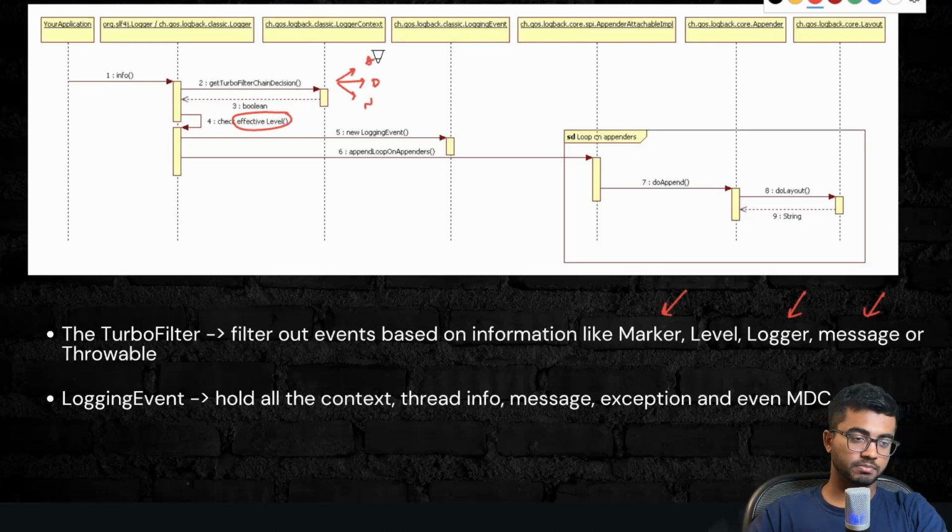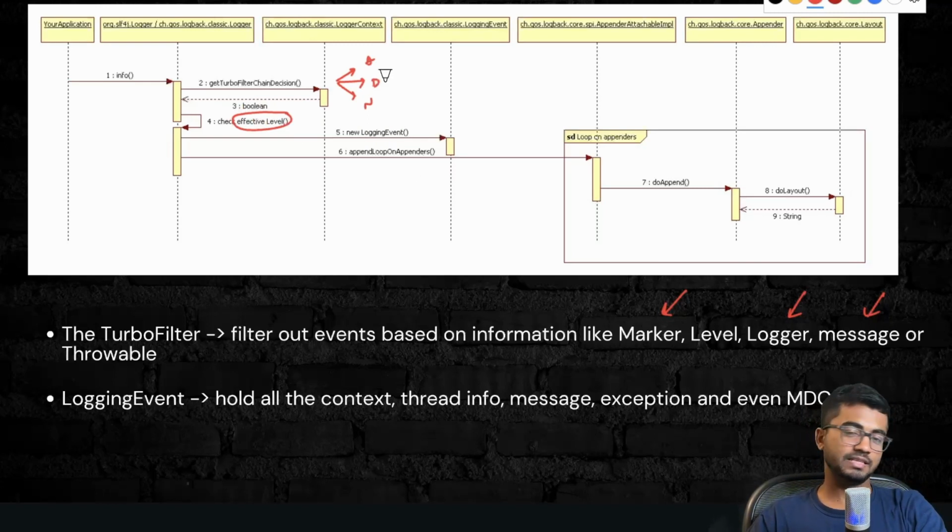So in case of acceptance, it skips this process and goes to creation of the logging event. In case of denial, it just drops. In case of neutral, it has to check this effective level and then proceed. After proceeding from this, if it is dropped, then no further action is needed. But if it proceeds, then we are creating a logging event.